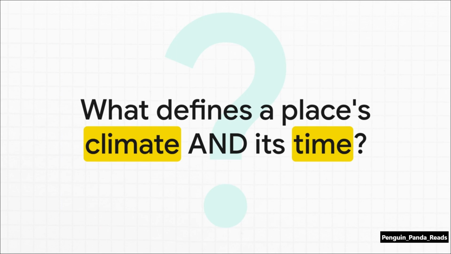So, that brings us back to the big picture. What's the one thing you need to know to figure out both the climate and the time of any place on Earth? It's just its coordinates, its place on this amazing invisible grid. Pretty cool, right?